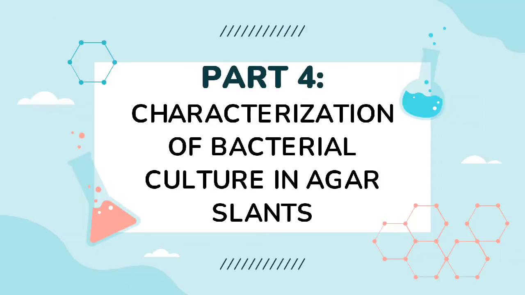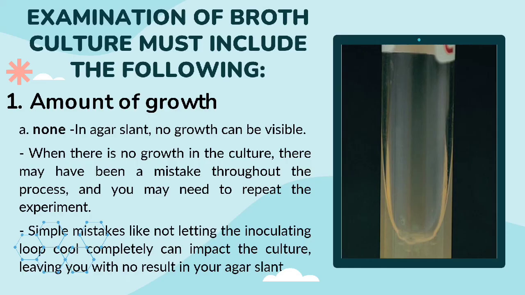Part 4. Characterization of bacterial culture in agar slant. Examination of broth culture must include the following. Number 1. Amount of growth. None. In an agar slant, no growth can be visible. When there is no growth in the culture, there may have been a mistake throughout the process and you may need to repeat the experiment. Simple mistakes, like not letting the inoculating loop cool completely, can impact the culture, leaving you with no result in your agar slant.